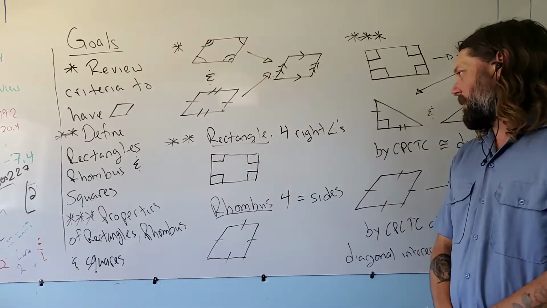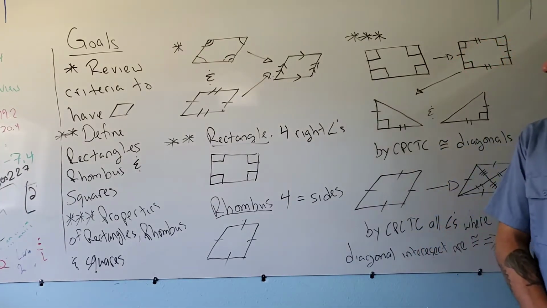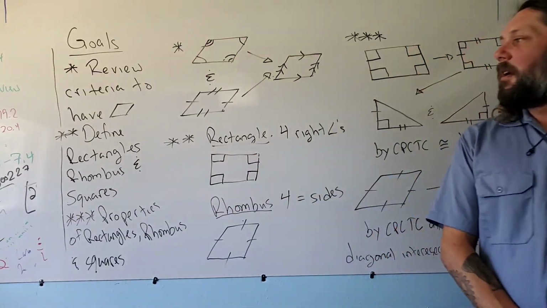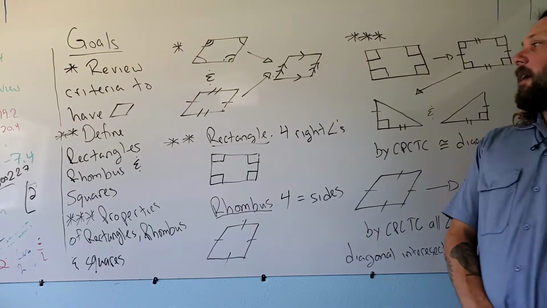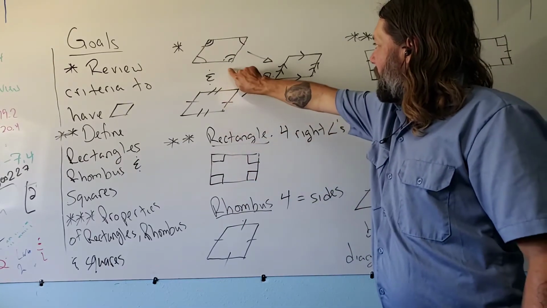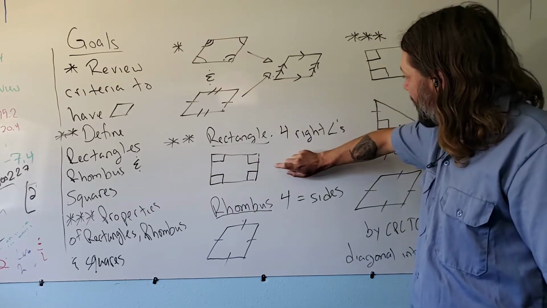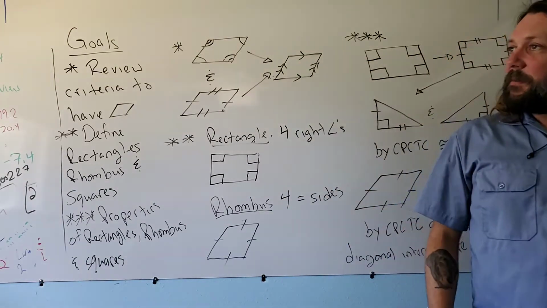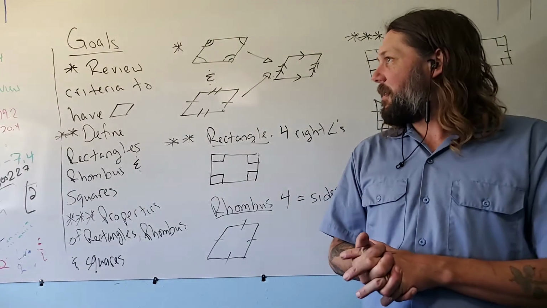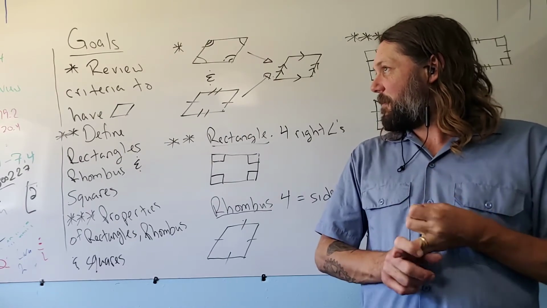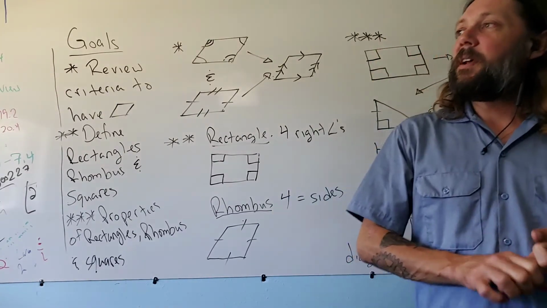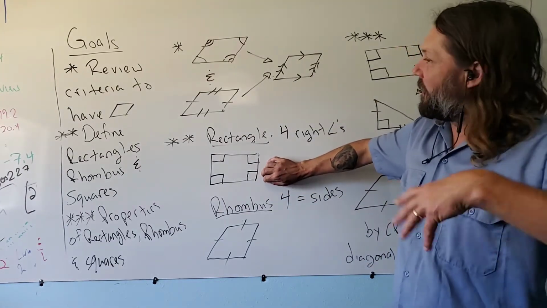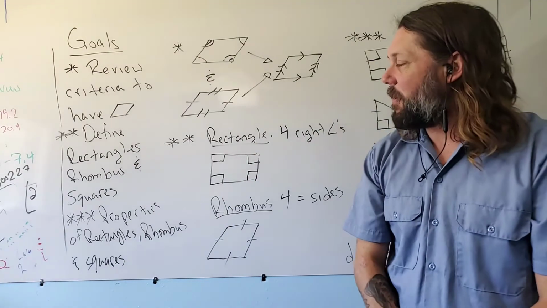rectangles, rhombuses, and squares. A rectangle has four right angles. So right away that means that opposite angles are congruent, right? And so since this is equal to this, we end up having a parallelogram. So rectangles are parallelograms. And parallelograms have characteristics, right? Parallelograms have equal opposite sides, diagonals that bisect each other, and opposite equal angles. So since this started off with opposite equal angles, we get some more properties for the shape.